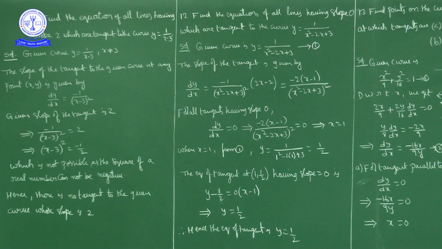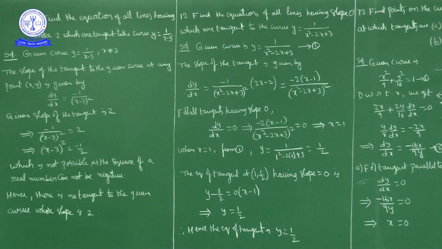www.kurinjischoolnkl.in. Hello students, we are discussing exercise 6.3, applications of derivatives, and the concept is tangents and normals. The slope of the tangent to the curve is given by dy by dx at any point. For finding the slope of the tangent, the slope of the tangent to the curve is given by dy by dx. That is the main thing here.